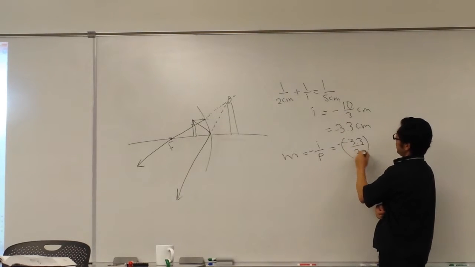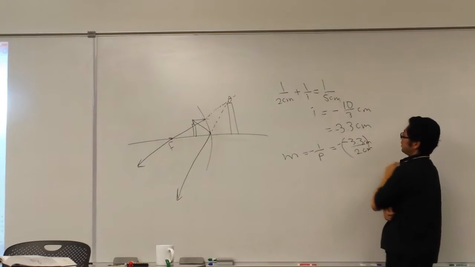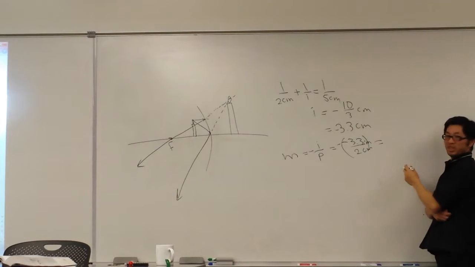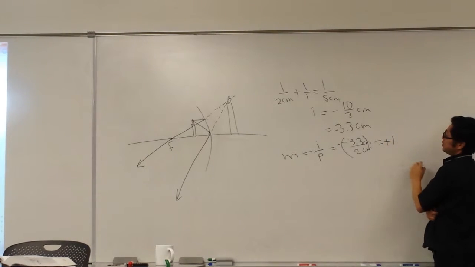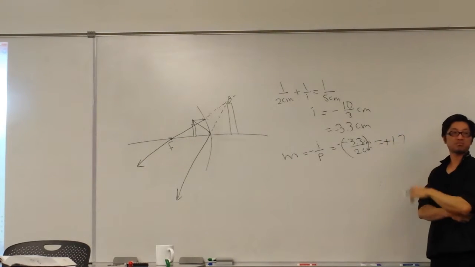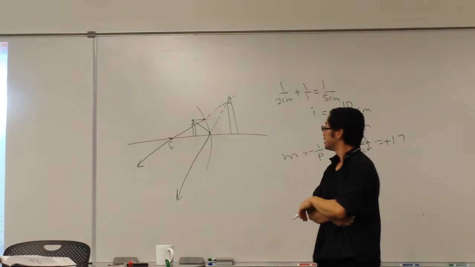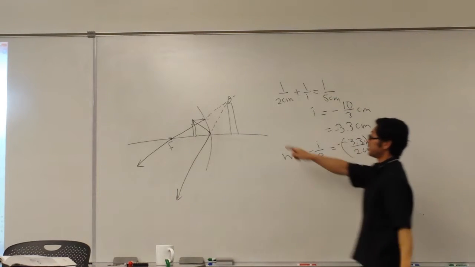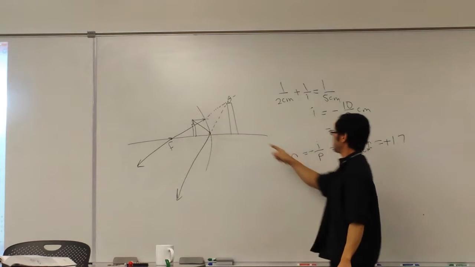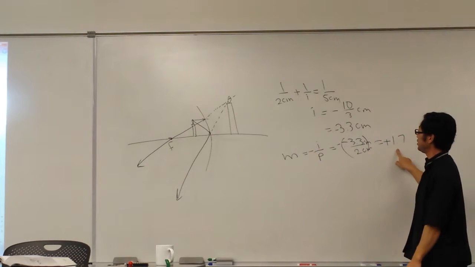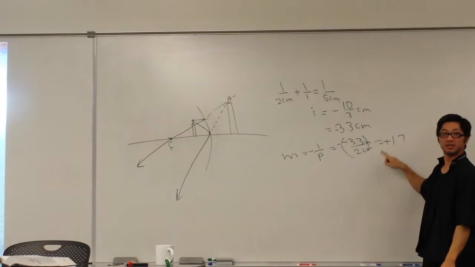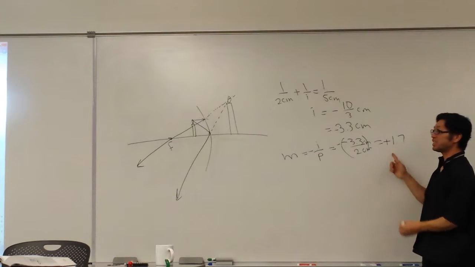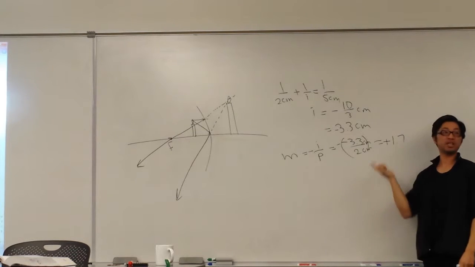And then this is 2, right? 1 point, what is that, like 1.7 or something like that? Probably 1.67. Let's just call it rounded. Something like that. So you get an image that's bigger. That makes sense. You get an image that's upright. That makes sense. So if you got a positive magnification, you got an upright image.